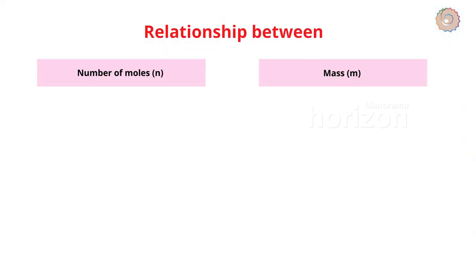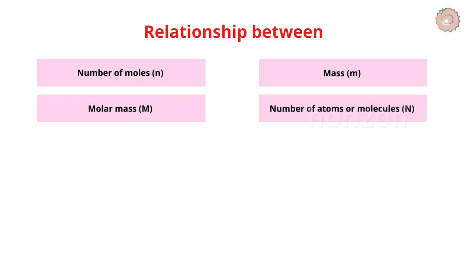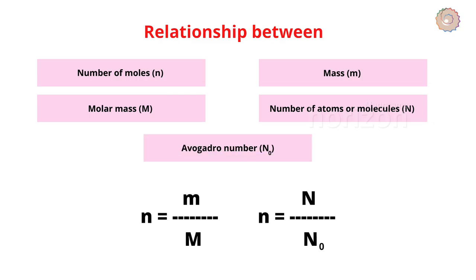Now let's have a look at the relationship between number of moles, which is n, mass, small m, and molar mass, which is represented as capital M. The number of moles n is equal to m by M, that is mass by molecular mass. Also, number of moles n is equal to the number of atoms or molecules divided by the Avogadro number. So let's do a problem now based on mole concept.